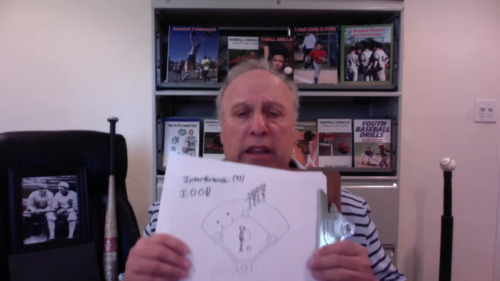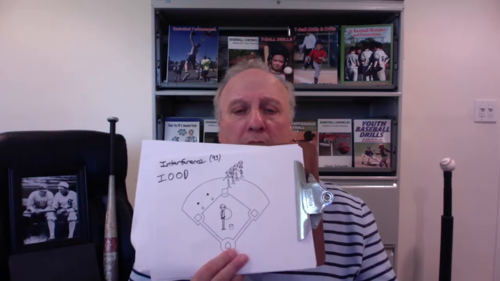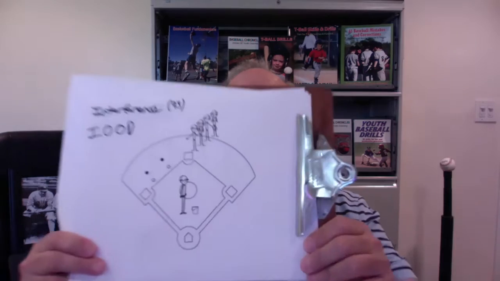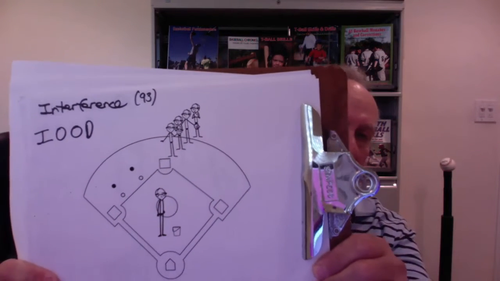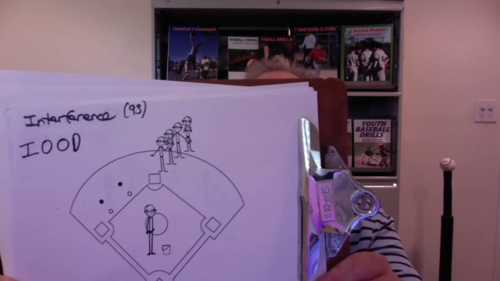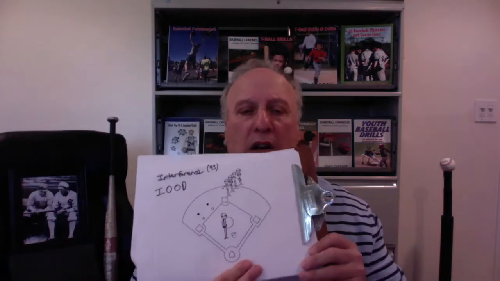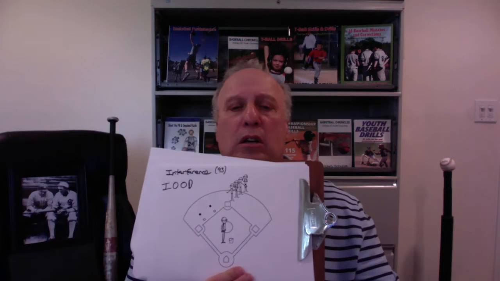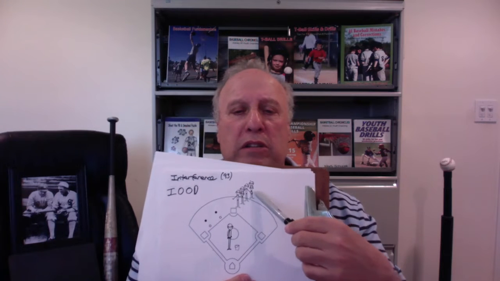I'm going to go through a drill to help players be aware of both interference and obstruction. Okay, this is the first drill, and I'll hold it close so you can see it, as my producer wants me to do. Then I'll show you what we do. We line up players at second base. They don't have their gloves. I don't know why it's showing these players with their gloves.